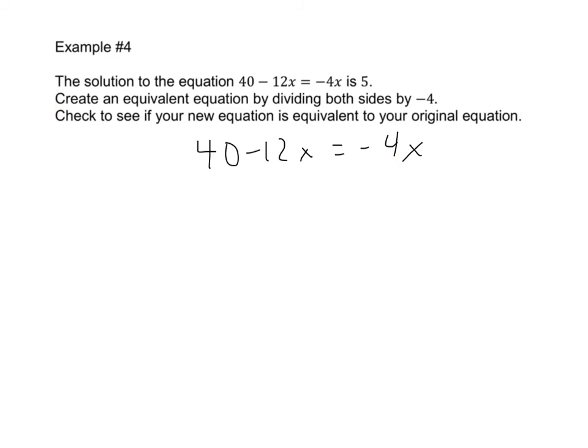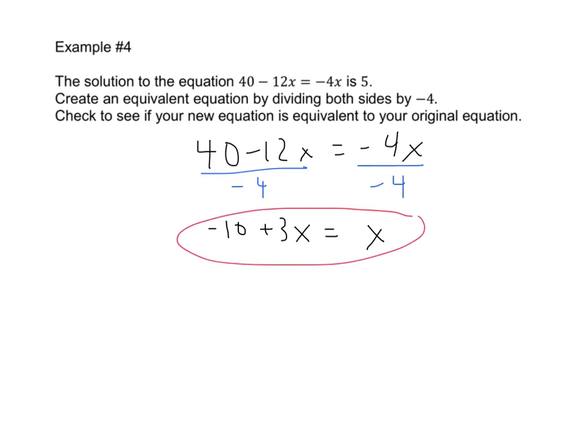All right, let's see what you got. If I divide this side by negative 4, I also have to divide the other side by negative 4. What does that give me? Well, let's divide on the left. On the left, I need to divide both the terms by negative 4. So 40 divided by negative 4 is negative 10. And then negative 12x divided by negative 4, that's going to be positive 3x. And then on the right, negative 4x divided by negative 4, well, that's going to be just 1x, or x. And so here is my equivalent equation.